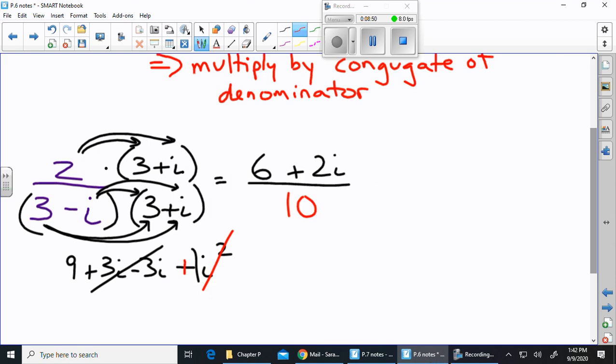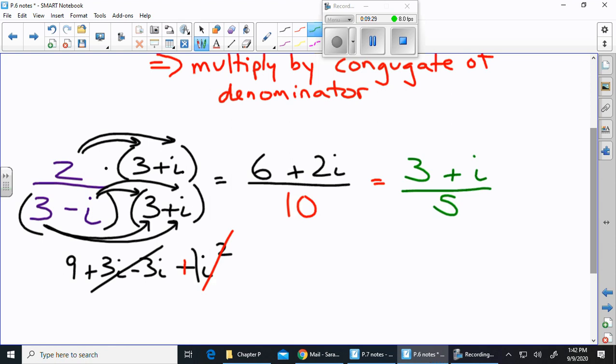Now, going back thinking of like quadratics when we had an answer like this, if every number in the whole entire problem is divisible by some number, you would want to do that. So 6, 2, and 10 are all divisible by 2. So to reduce that, 6 divided by 2, 2 divided by 2, 10 divided by 2. You cannot do that unless all the numbers in the answer are divisible.